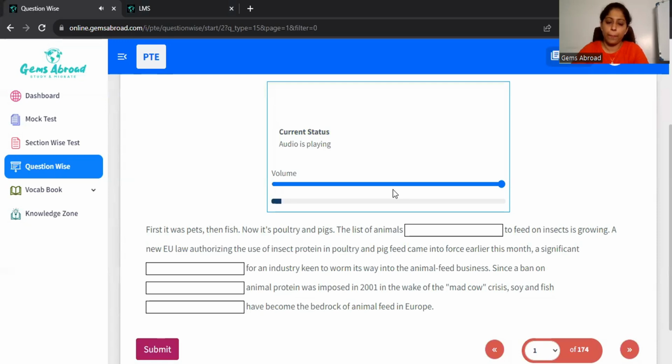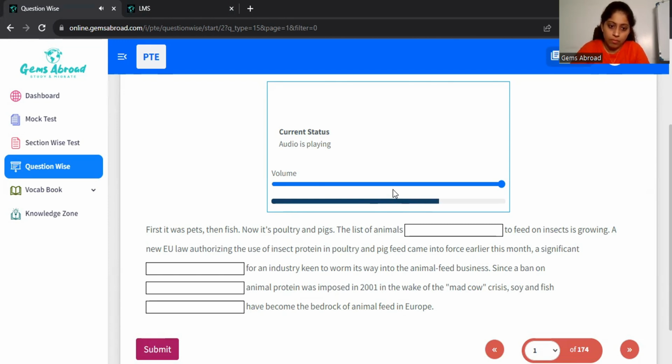First, it was pets, then fish. Now it's poultry and pigs. The list of animals allowed to feed on insects is growing. A new EU law authorising the use of insect protein in poultry and pig feed came into force earlier this month, a significant milestone for an industry keen to worm its way into the animal feed business.